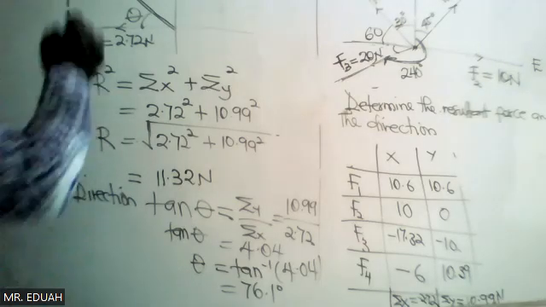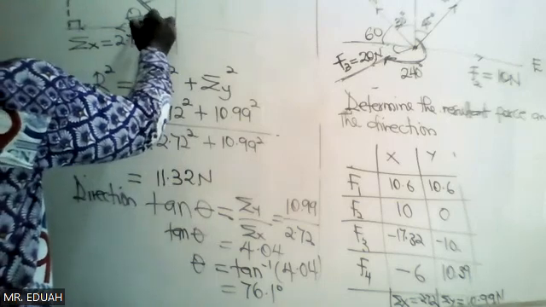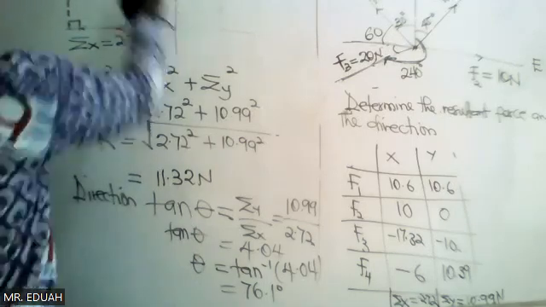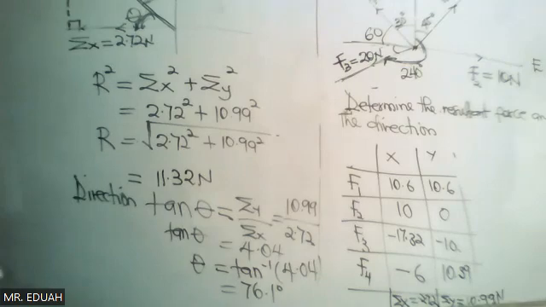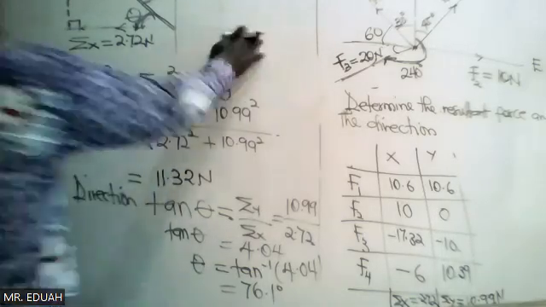What it means is that if this is 76 to the x-axis, what will be the angle the resultant makes to the y-axis? What angle would the resultant make with the y-axis? 13.9. Okay, so that angle will be 90 minus 76.1, which is 13.9. Thank you. So this is 13.9, approximately 14.